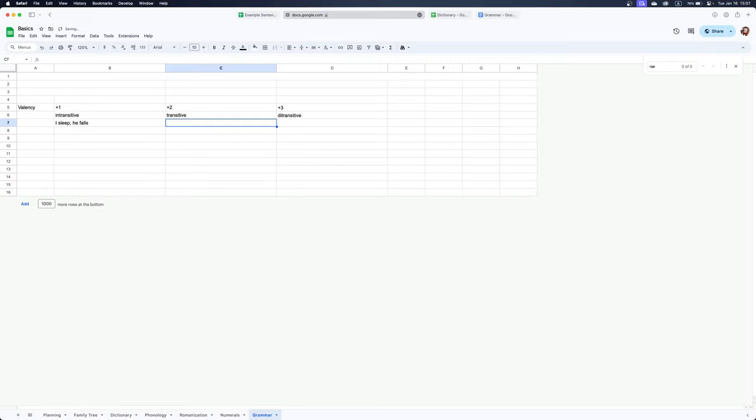So on and so forth. Transitive: I eat the apple, I walk, I kill the man. And ditransitive will have a subject, object, and an indirect object. So, I give the woman an apple. So yeah, intransitive has a valency of one, transitive has a valency of two, subject and object, and ditransitive a valency of three, with the subject, the object being affected, and the recipient of the action.